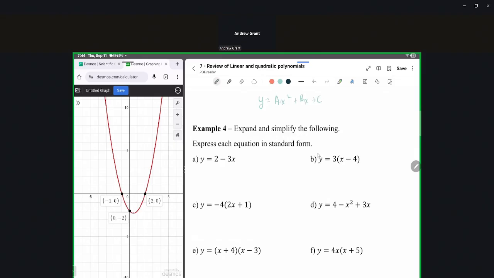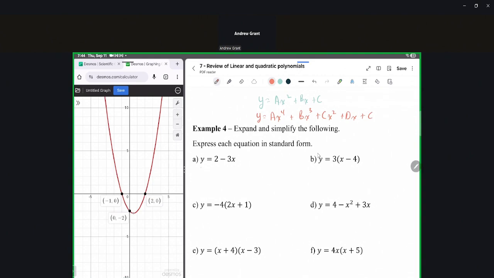So the largest degree goes first, then the next largest degree goes second, then the constant goes at the end. Okay, if this was a cubic or a quartic, we might say that this is ax to the power of 4 plus bx to the power of 3 plus cx to the power of 2 plus dx plus c. But in general, you start with the biggest degree and you work your way down.